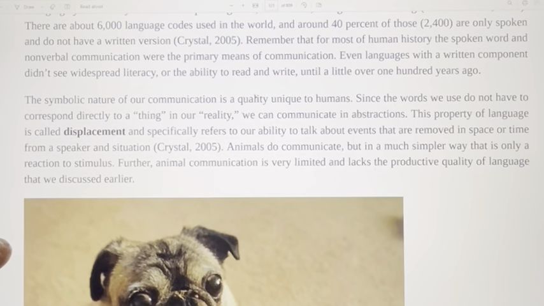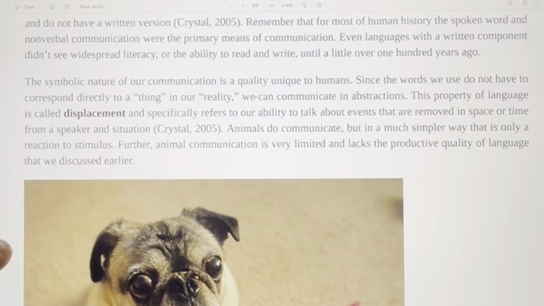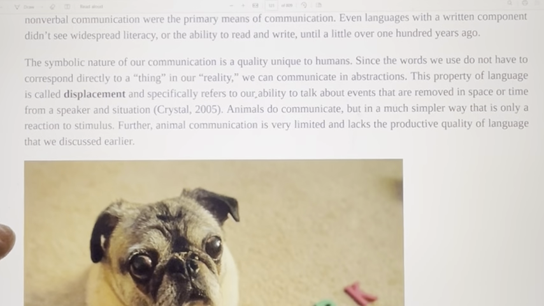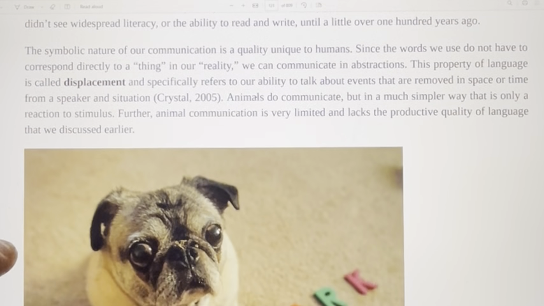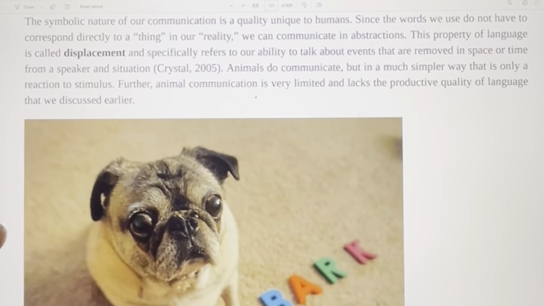Remember that for most of human history, the spoken word and nonverbal communication were the primary means of communication. Even languages with a written component didn't see widespread literacy, or the ability to read and write, until a little over 100 years ago. The symbolic nature of our communication is a quality unique to humans. Since the words we use do not have to correspond directly to a thing in our reality, we can communicate in abstractions.